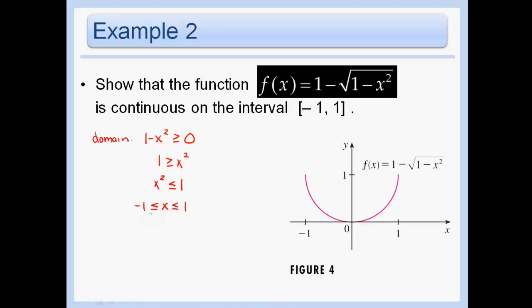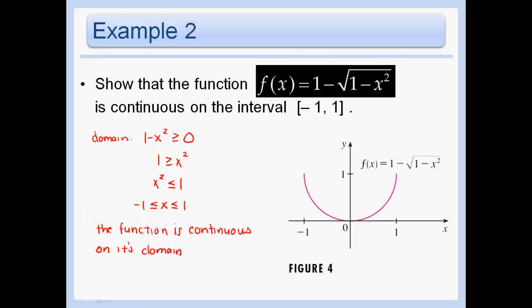All right, and so we just learned that the function is continuous on its domain. Therefore, f of x is continuous on -1, 1 inclusive.